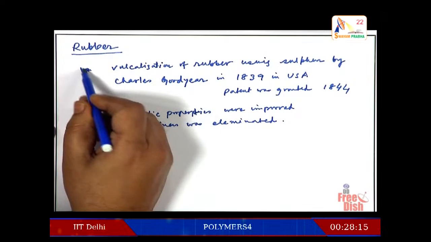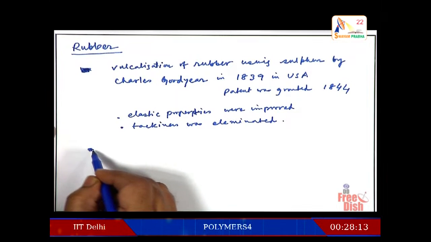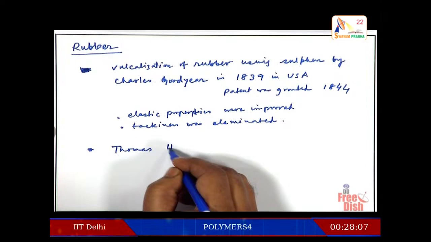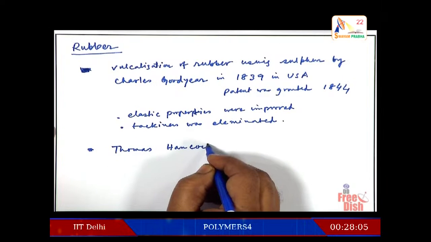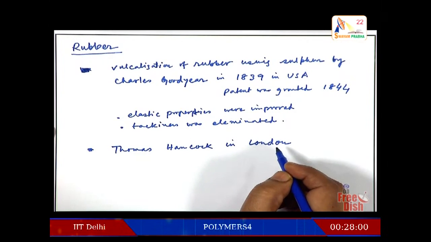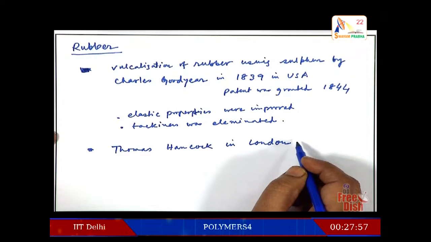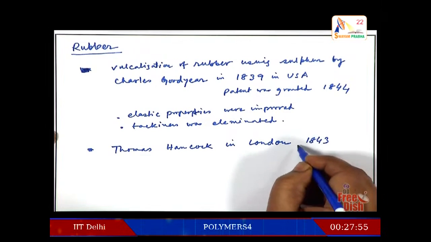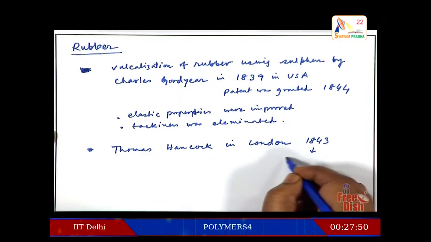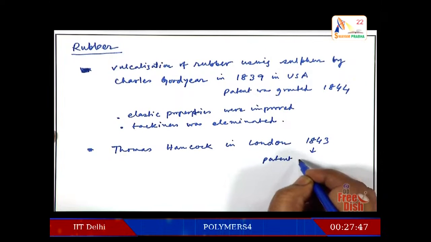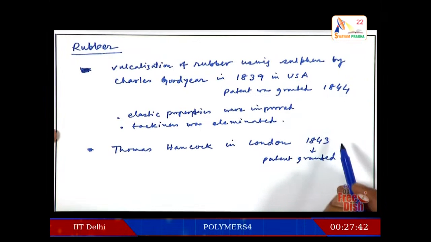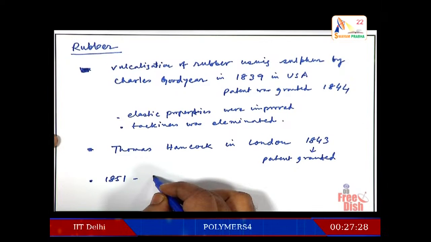Now, at the same time, there is another scientist, Thomas Hancock in London, who also discovered a similar vulcanization method, and he also filed a patent in 1843. This is the filing year, and the patent was granted after Goodyear's patent, in 1844. The first patent was Charles Goodyear's.